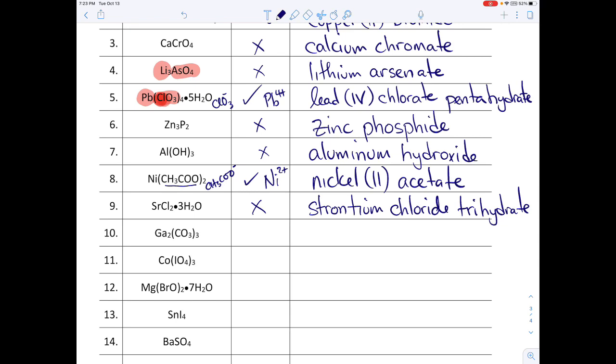Number 10, gallium is not a type 2 cation. It's underneath aluminum on the periodic table, and its charge is always 3 positive. So this is gallium, no need for a Roman numeral. And then in the brackets there's carbonate, CO3, and it's got 3 carbonates bonded with the 2 galliums. Carbonate is a complex ion, which I recognized, so its name is gallium carbonate.